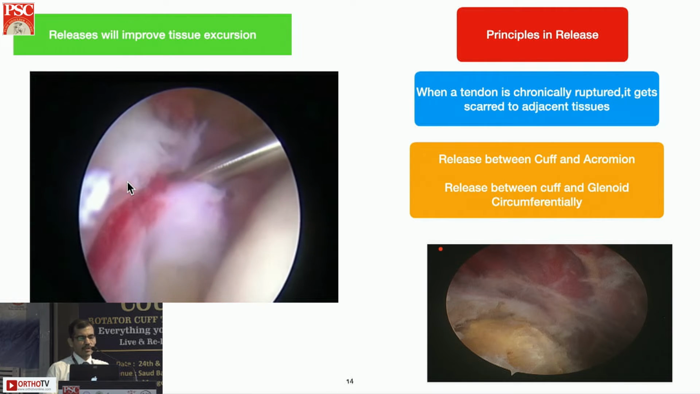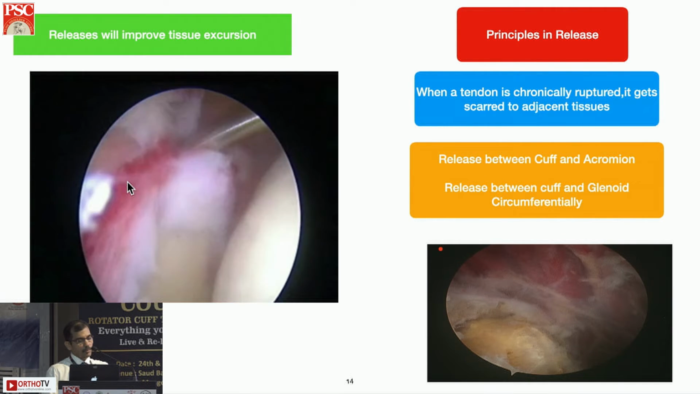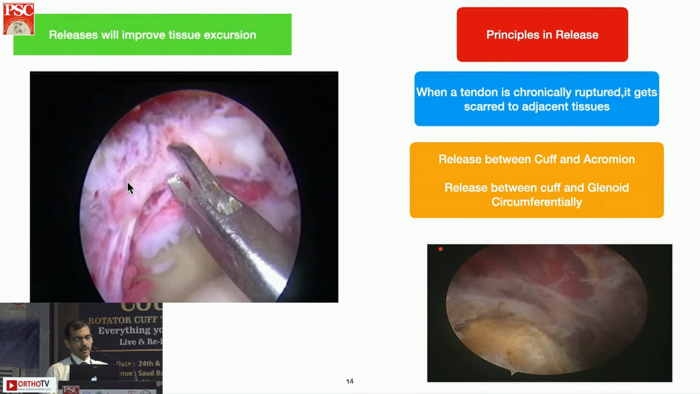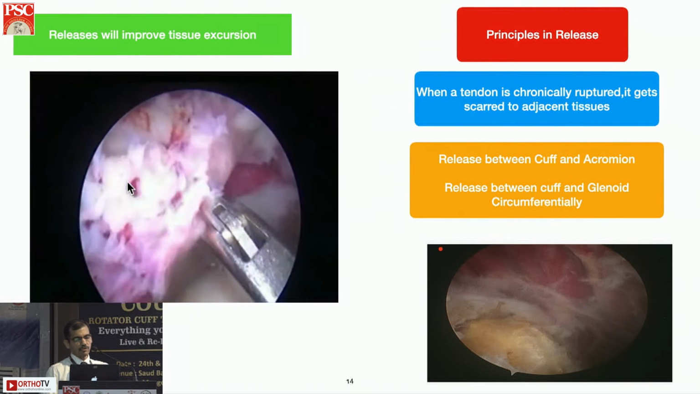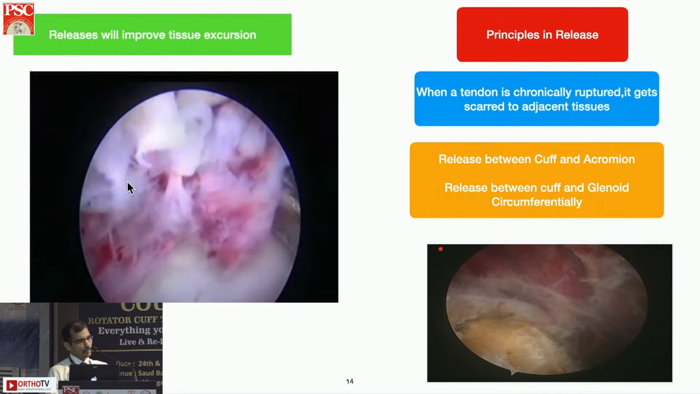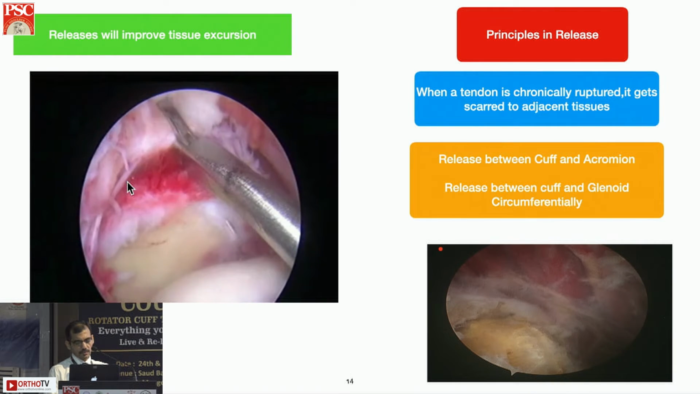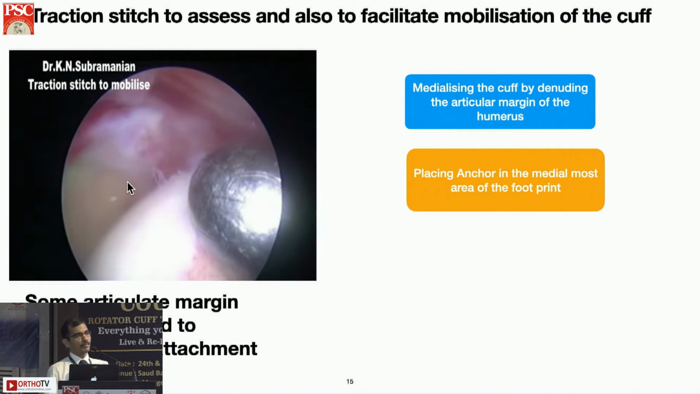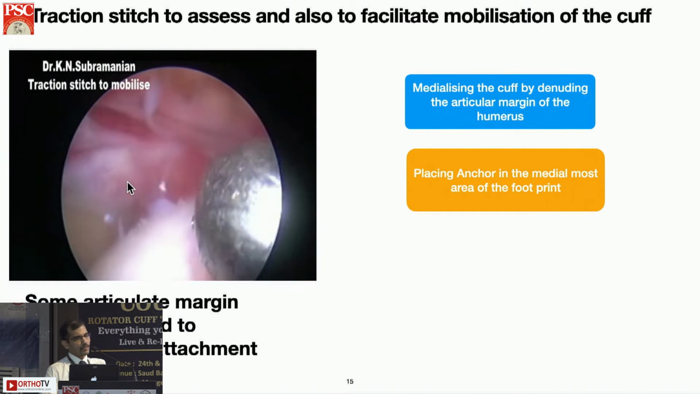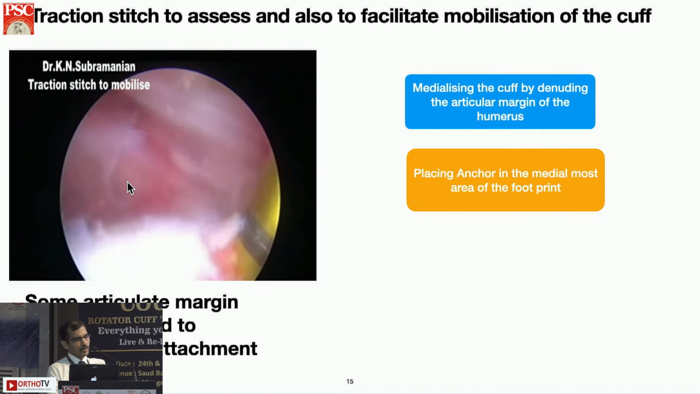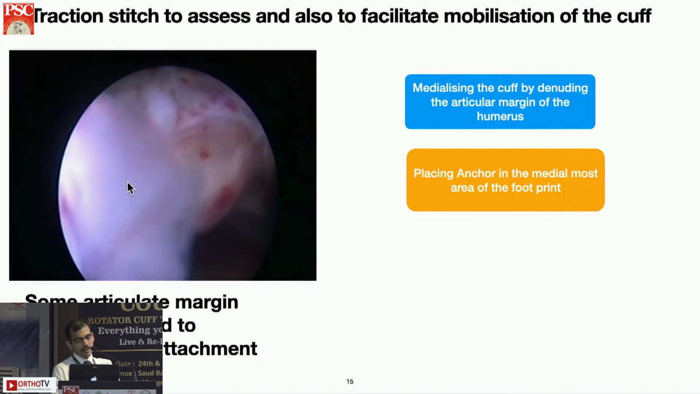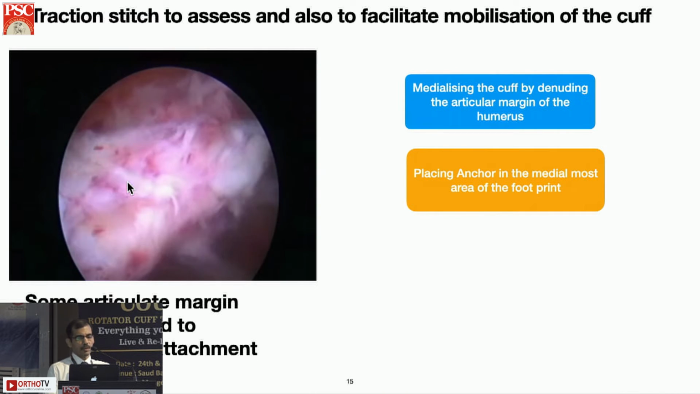And by releasing that, you can actually get the cuff back to almost near the footprint area. This is one of the principles you follow in the partial cuff repair. So here you can see that the supraspinatus and infraspinatus come back to the footprint area after doing the full release. Next, you can try to medialize a bit by doing the articular surface denuding and get the footprint slightly medialized, and you can place your anchor slightly medially and get the cuff back in position to the place where you want to put it.